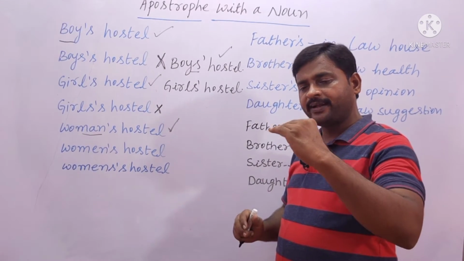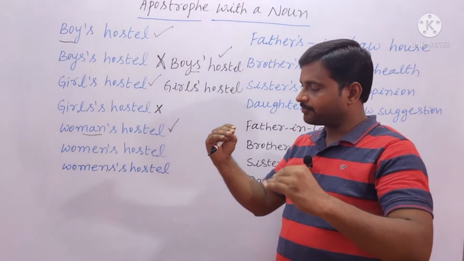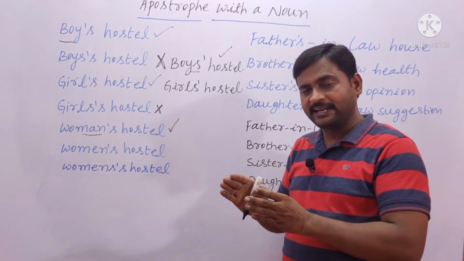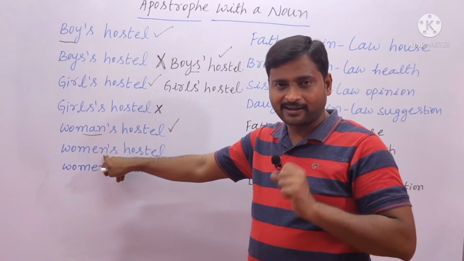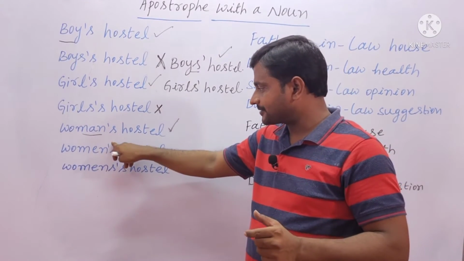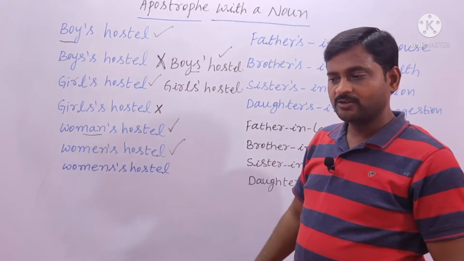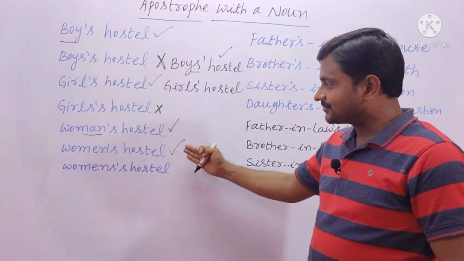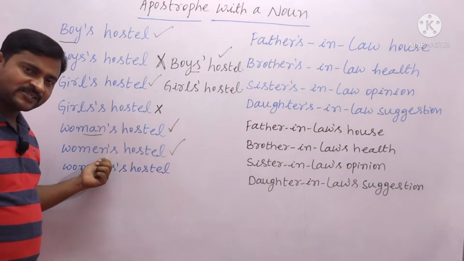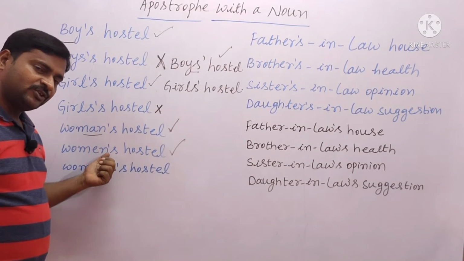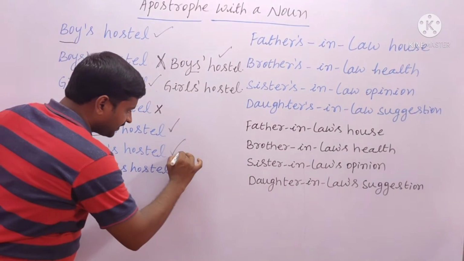Generally, woman is singular and women is plural. Once you see the spelling of the plural noun, W-O-M-E-N, it doesn't end with the S marker. That's why you can apply apostrophe along with S: women's hostel. It is the right format, because it is not a plural noun that ends with S. That's why you can apply women, apostrophe S. For example, you see children.